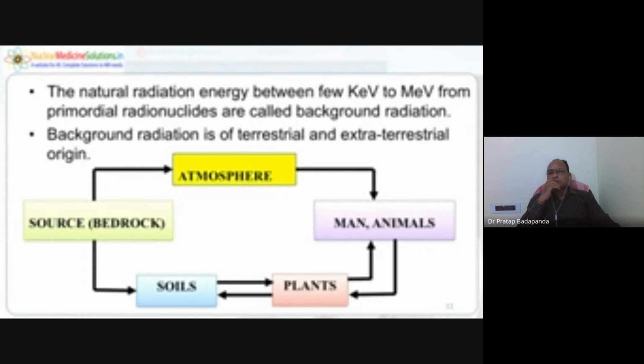It goes to the atmosphere or it may come to the soil. When it goes to the atmosphere, it may come to the man or animal. From man and animal, it may come to the plants, and if you see the reverse cycle, from plants it may be taken up by man or animals. Similarly, when it comes to the soil, from soil it goes to the plants, or if it comes to the plant because of man and animals' excreta, it goes to the soil. So these are what is called background radiation.